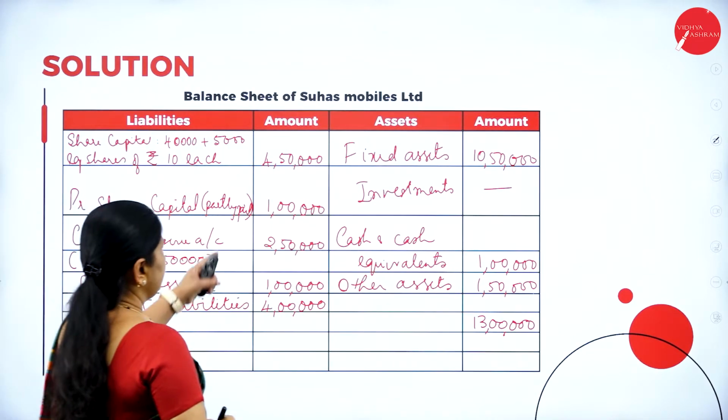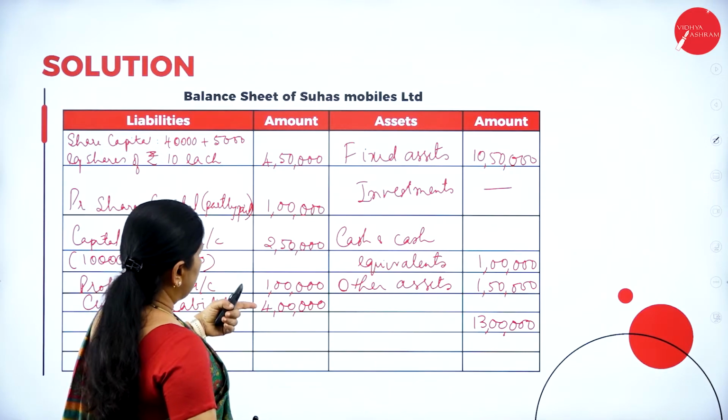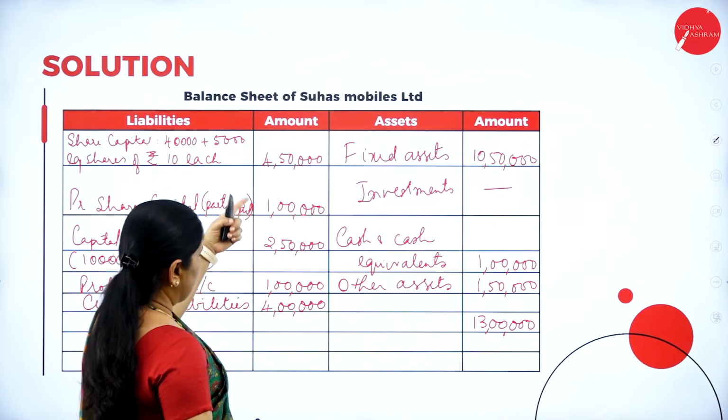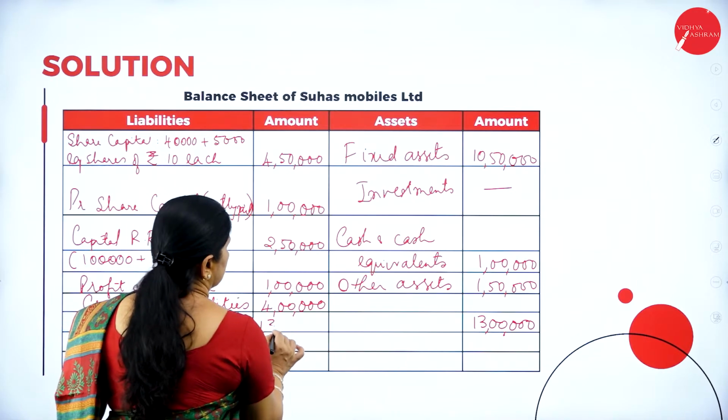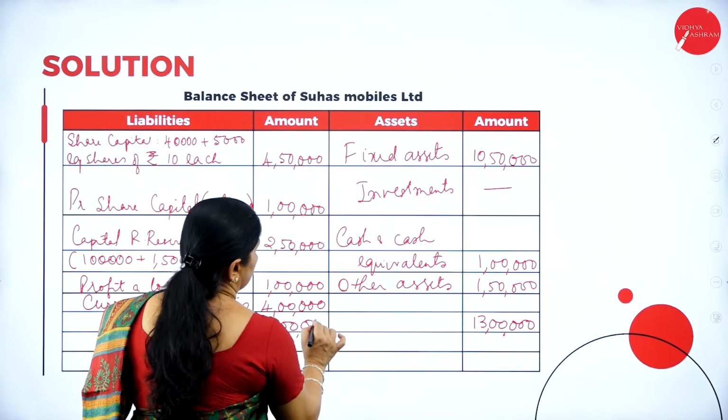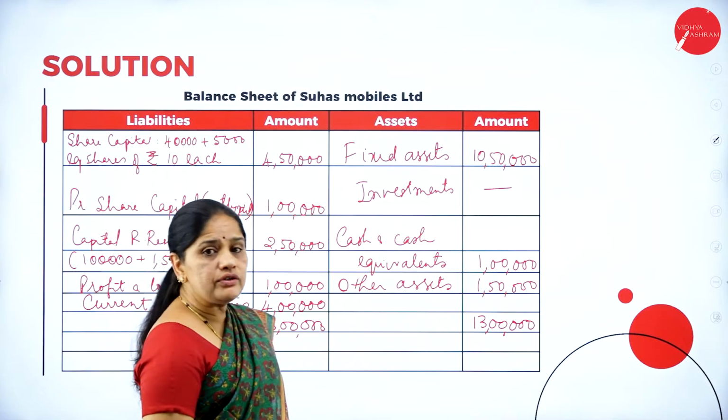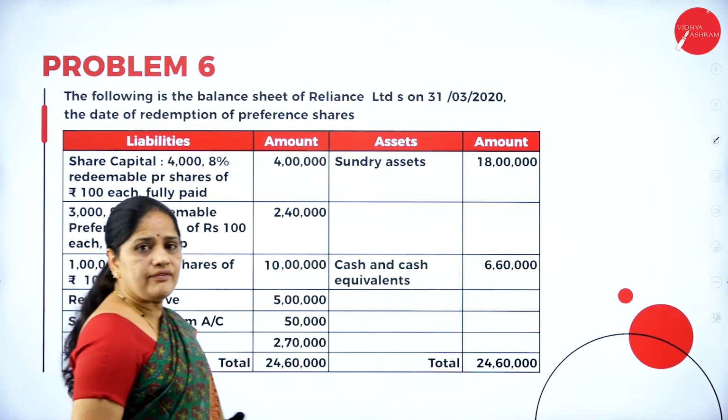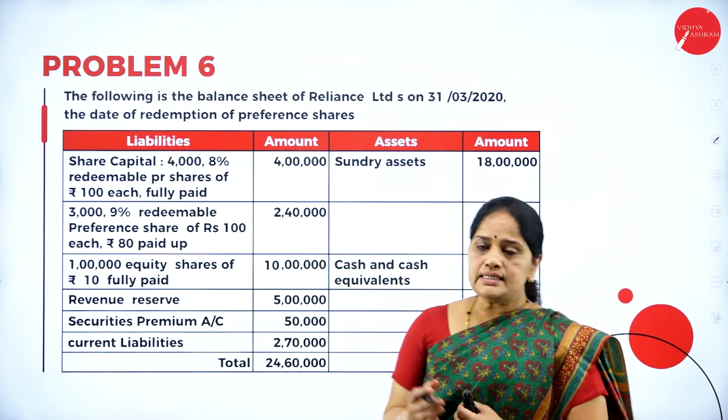Here also it will be 4 plus 4, 8, 10, 11, 12, 13 lakhs. So this is how we have to work out the problem. So we have one more problem here. So let us see the problem here.